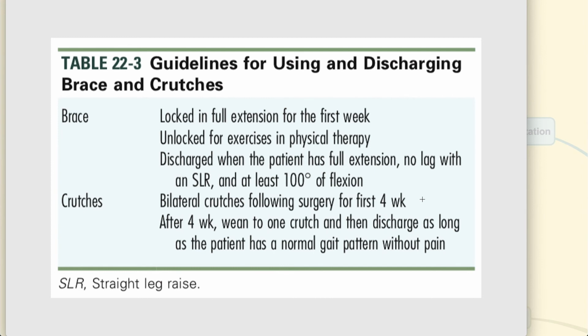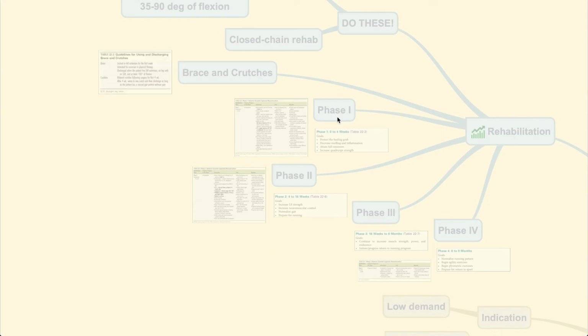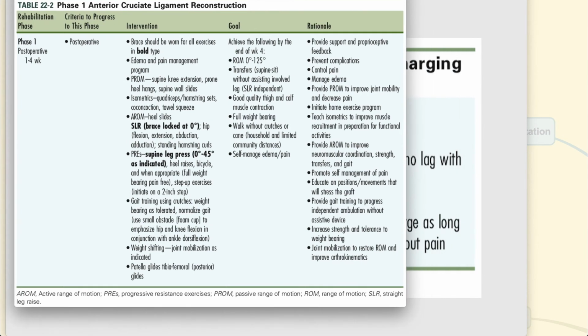The knee usually gets quite swollen and the patient might feel discomfort walking without any crutches, but after 4 weeks, one should wean to one crutch and then discharge as long as the patient has a normal gait without any pain. Now, for the rehab, there are various rehab protocols out there. I'm just going to show you the ones I think are good to know.